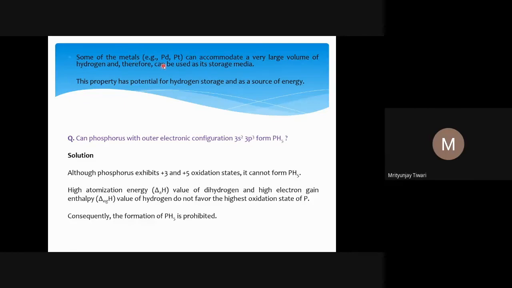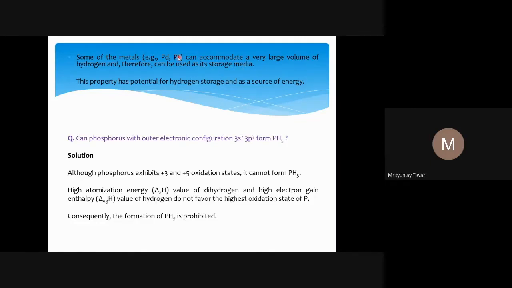Some metals, for example palladium and platinum, can accommodate a very large volume of hydrogen. Why can they accommodate such a large volume of hydrogen? Because palladium and platinum are larger in size, and because of their larger size, they can accommodate more hydrogen atoms. Therefore, they can be used as storage media.